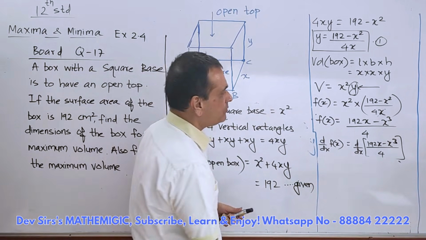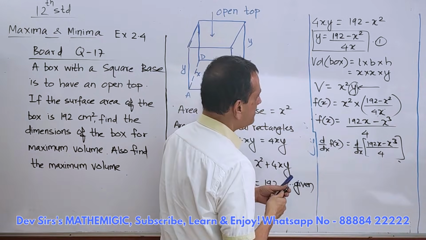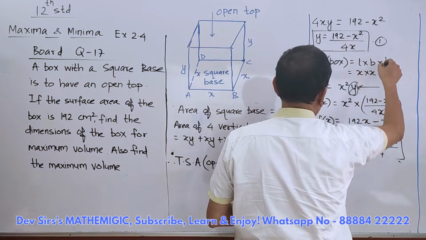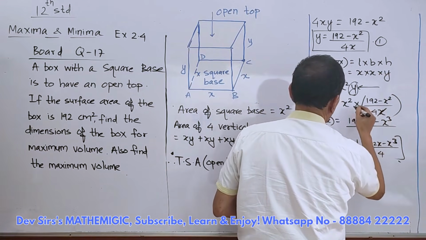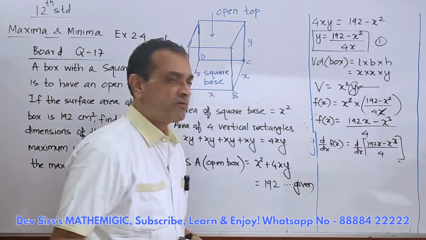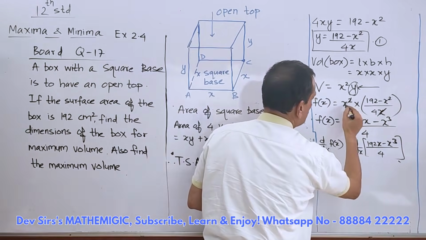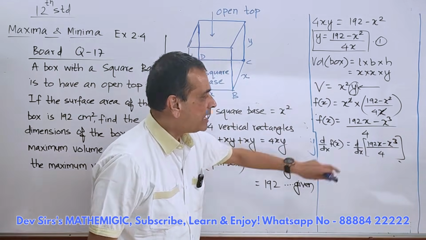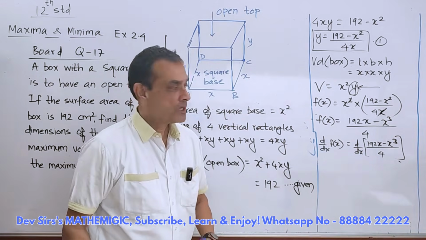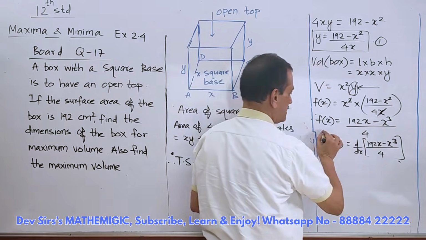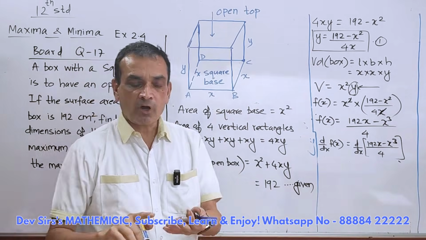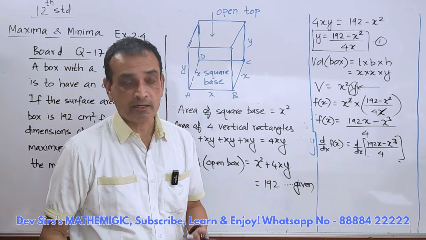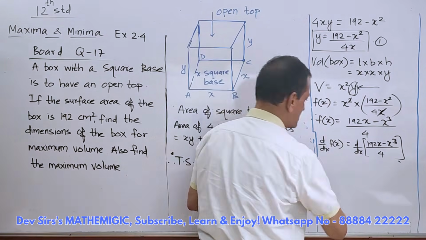I will just simplify fx now. So यहाँ पे x squared, y की वैल्यू इधर आ गई है, यहाँ से एक x चला गया, right? So when I open up the brackets, 192 into x minus x squared into x is x cube upon 4 रहने दो. So this is our final fx. Then usual method for maxima minima, we require f dash x, f double dash x. Clear? So let us find out f dash x first.